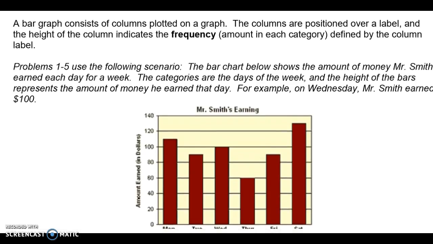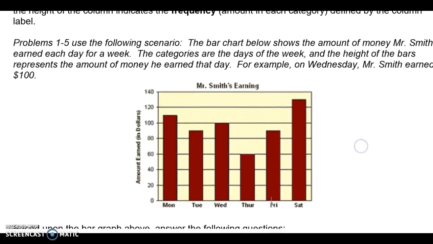The columns have a label. That label is going to be, in this case, Monday, Tuesday, Wednesday, Thursday, Friday, Saturday. It depends on what the context of the situation is. Then we have this frequency. How often does that occur, or what's the amount that we're looking at?